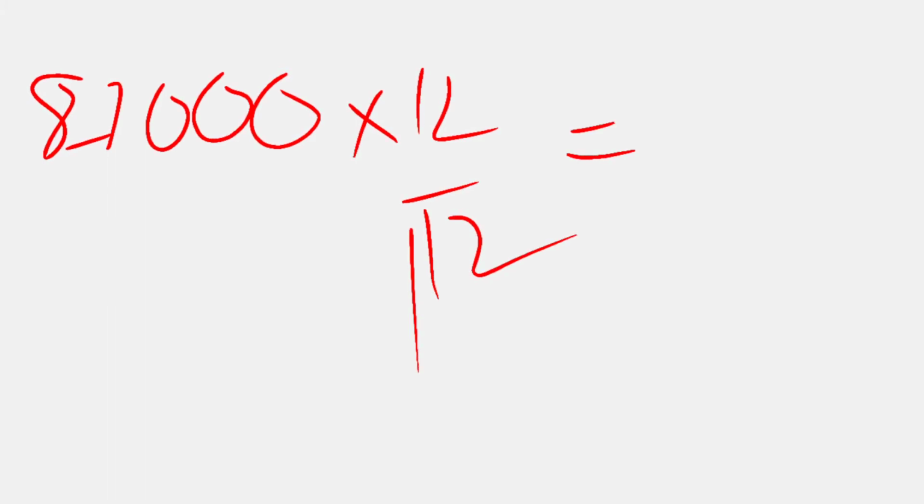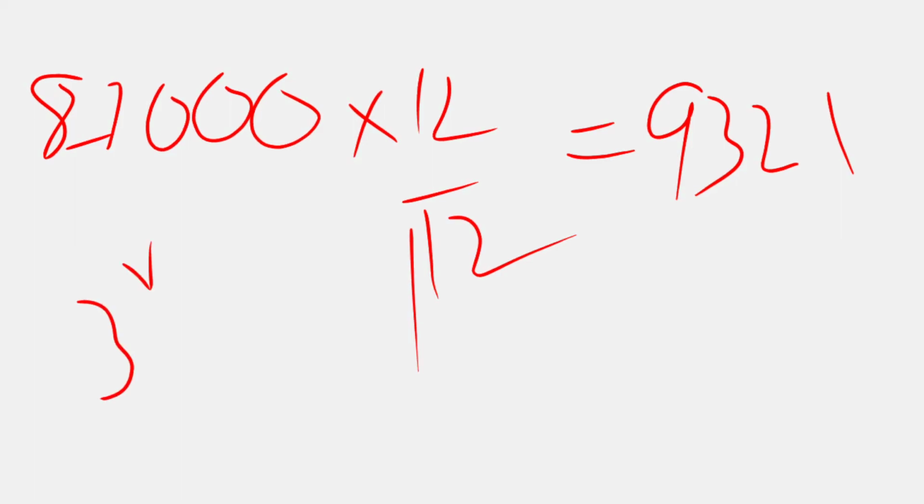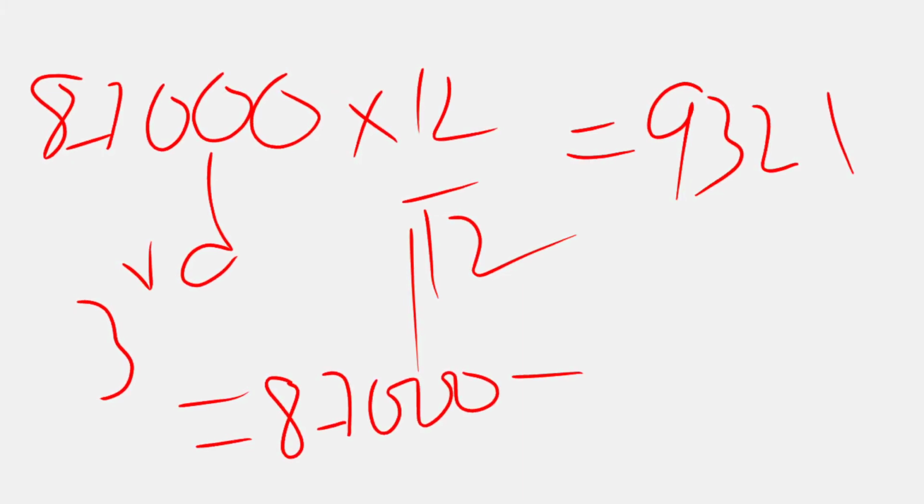Like this, the third installment is the same. The third installment is 87,000, so 87,000 into 12 by 112. That amount of interest is 9,321, rounded off, so please remember it. That is the interest of the third year installment. Next we subtract 9,321 from 87,000. So how much do we get here?